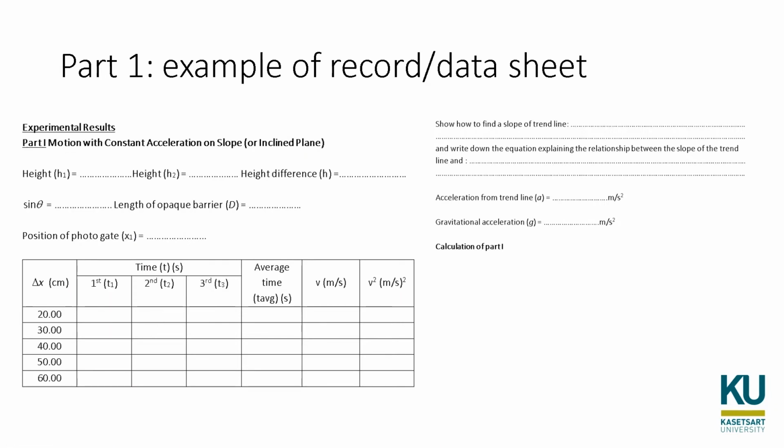This is an example of the record on the data sheet. Make sure you fill in all the spaces and you have to repeat 3 times for the time average. After that, you will find V and V square. For the graph plotting, you're allowed to use the graph sheet or Excel. You have V square against delta x in comparison. Finally, you're going to get the slope and answer all these questions.